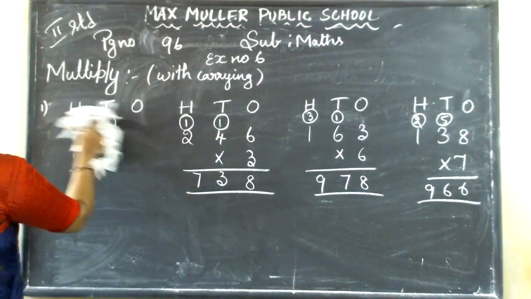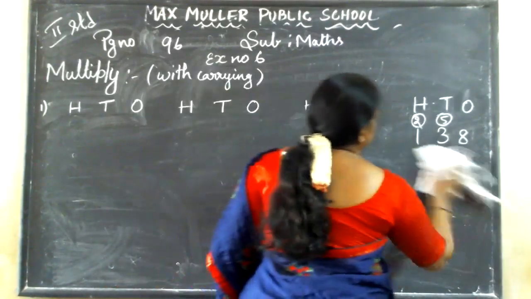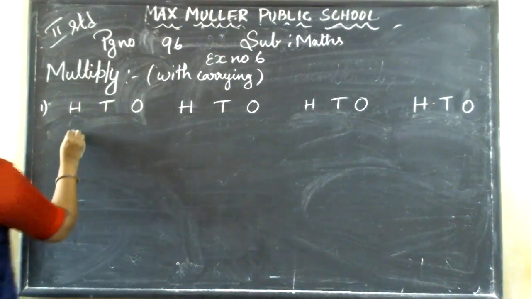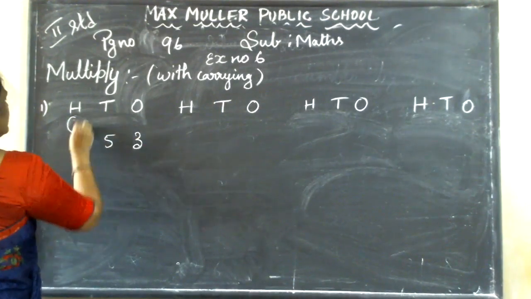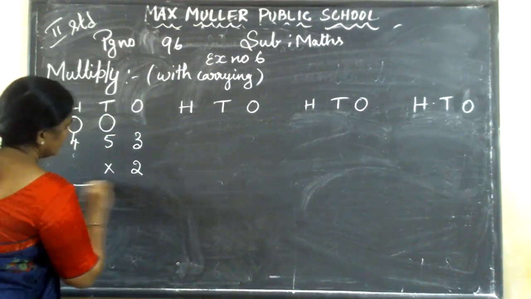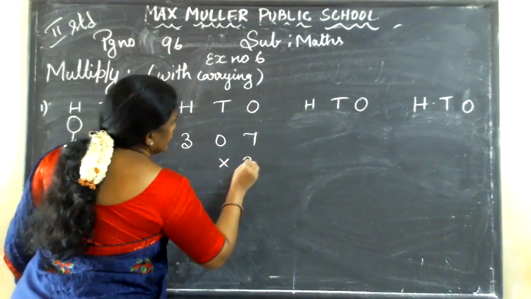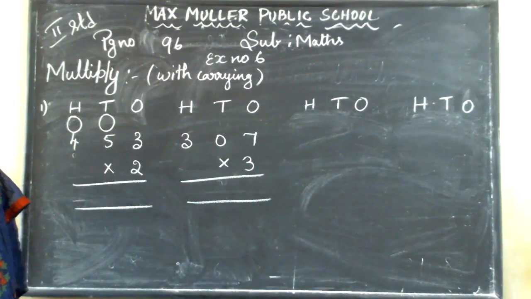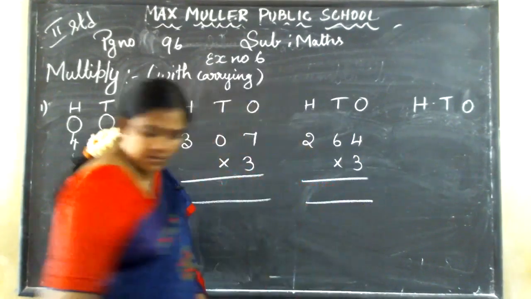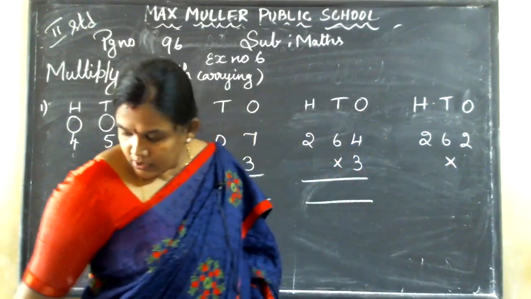Shall I rub now? Go to the third line: 453 multiplied by 2. 307 multiplied by 3. 264 multiplied by 3. 262 multiplied by 3.